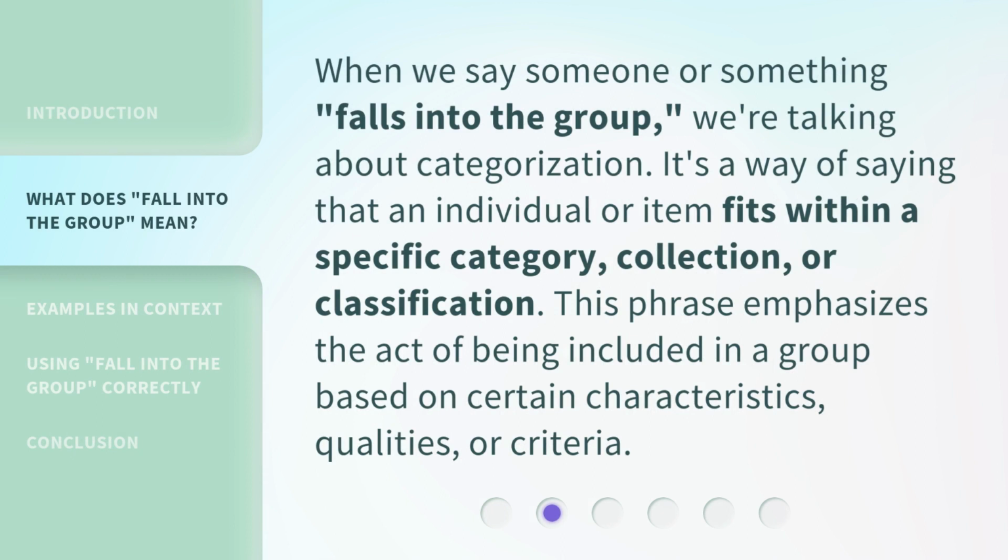When we say someone or something falls into the group, we're talking about categorization. It's a way of saying that an individual or item fits within a specific category, collection, or classification. This phrase emphasizes the act of being included in a group based on certain characteristics, qualities, or criteria.